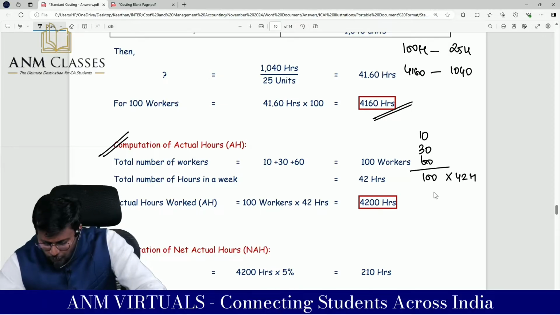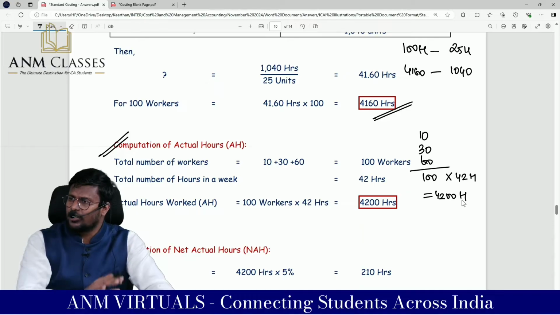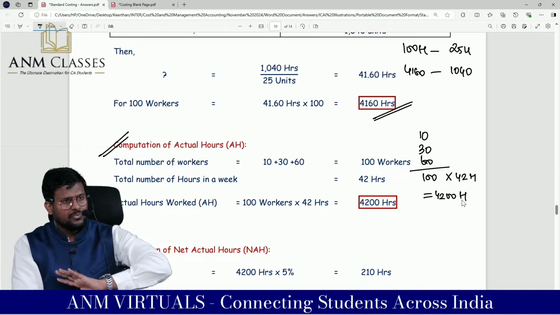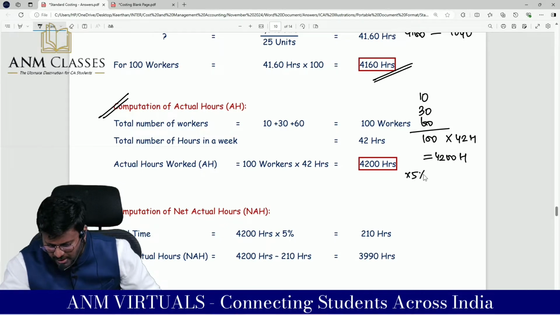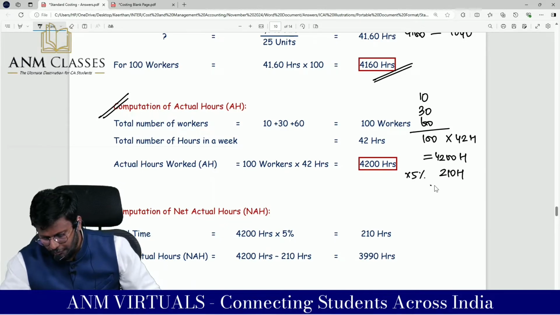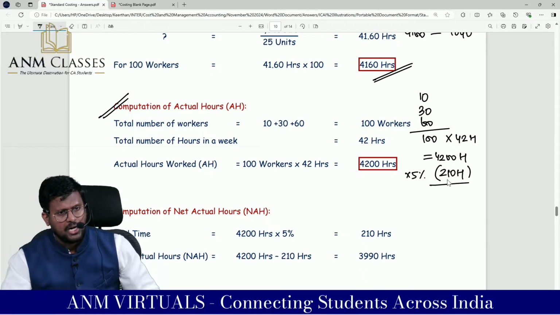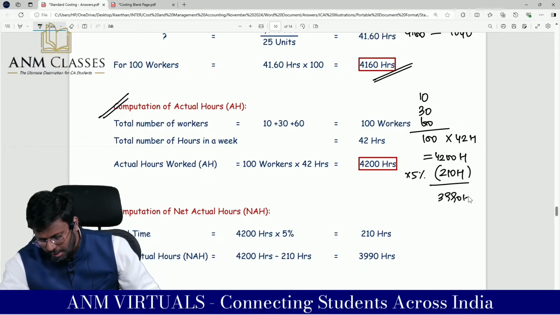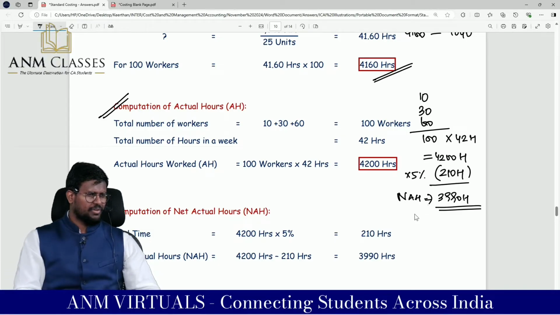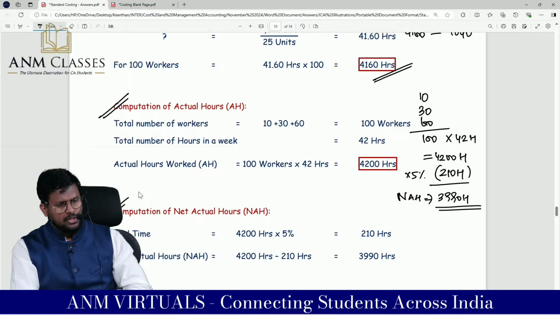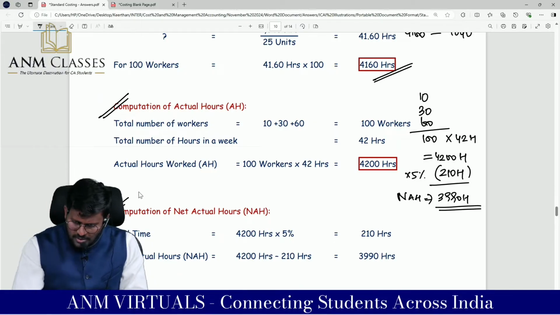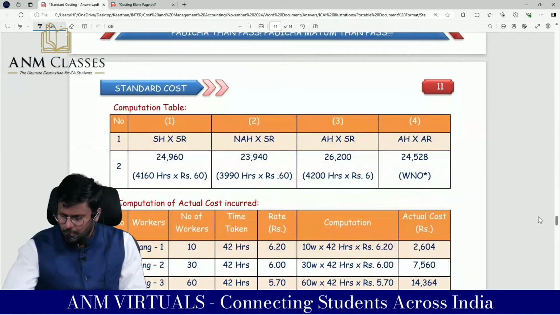அப்படினா 100 into 42 comes to 4200, is the actual hours worked. ஆனா அதுக்குள்ள என்ன டைம் இருக்கு? எத்தனை பர்சன்ட்? சார் இதோட 5% comes to 210. 4200 ல 210 போச்சுனா 3990 hours is the net actual hours. Are you really with me? அப்போ இந்த question நம்ம இன்னொரு வாட்டி சம்மரைஸ் பண்ணுவோம்.